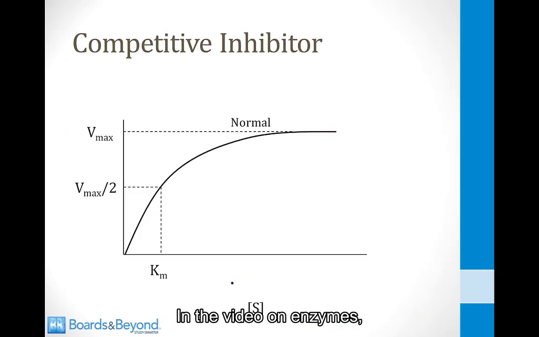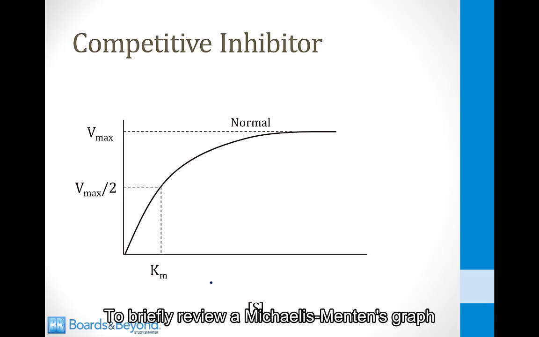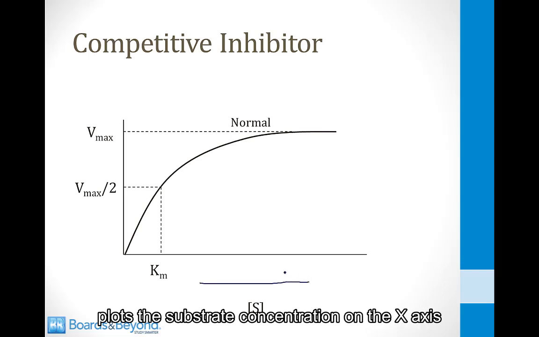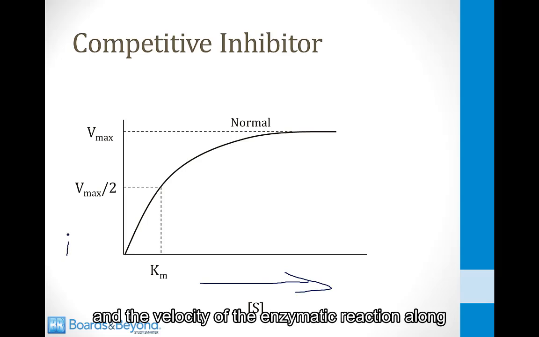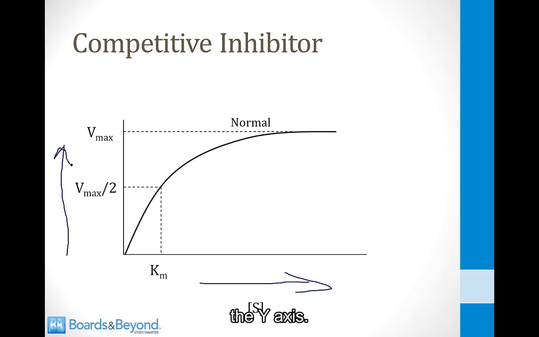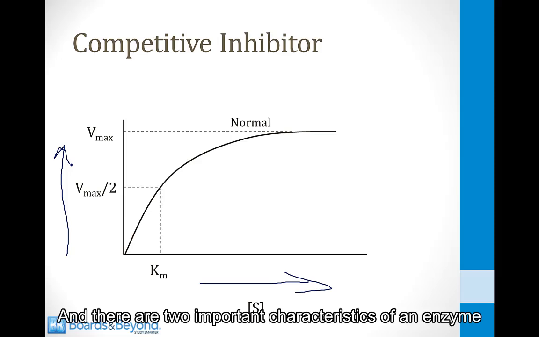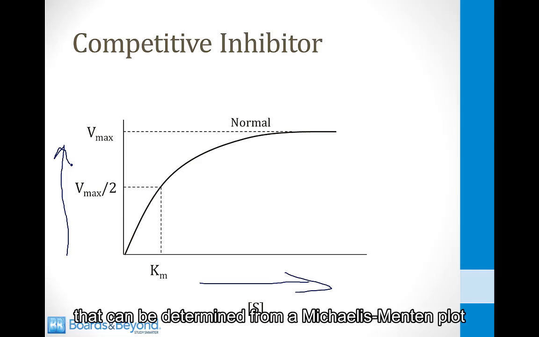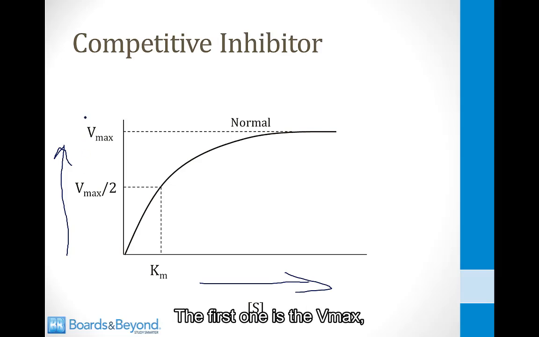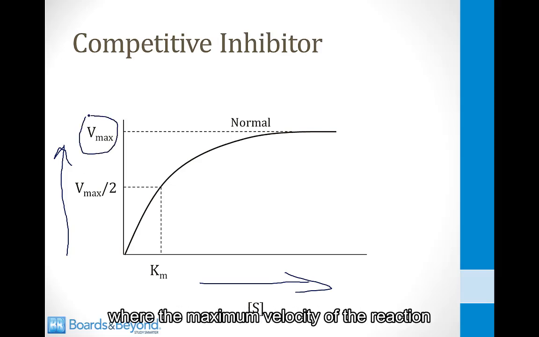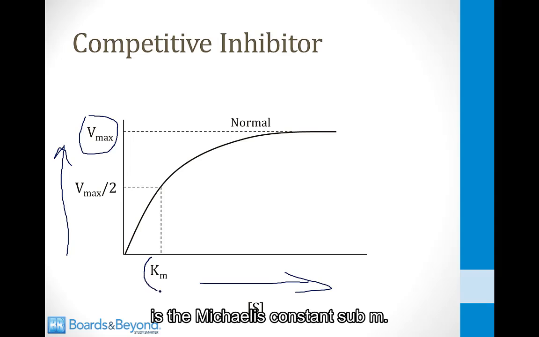In the video on enzymes, I discussed Michaelis-Menten kinetics and Michaelis-Menten plots like the one shown on the screen here. To briefly review, a Michaelis-Menten graph plots the substrate concentration along the x-axis and the velocity of the enzymatic reaction along the y-axis. And there are two important characteristics of an enzyme that can be determined from a Michaelis-Menten plot like this. The first one is the Vmax, or the maximum velocity of the reaction that can occur in the presence of that enzyme. The other important enzyme characteristic that you can determine from a plot like this is the Michaelis constant K sub m.